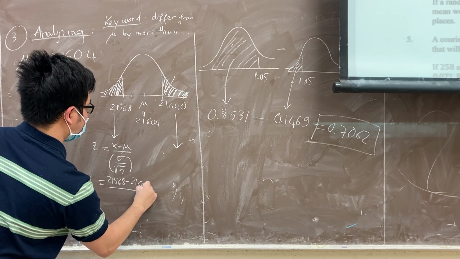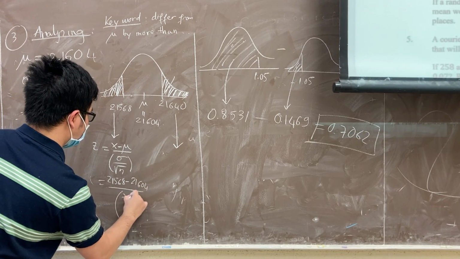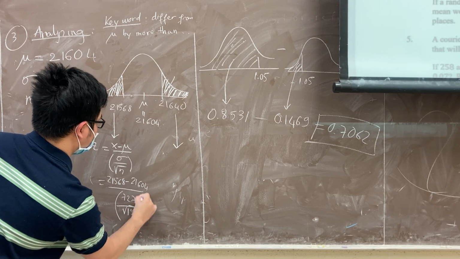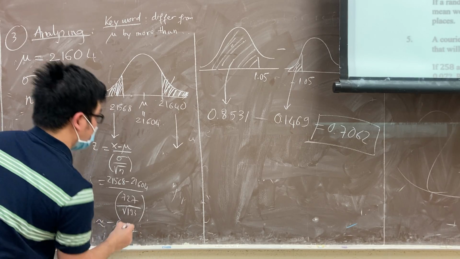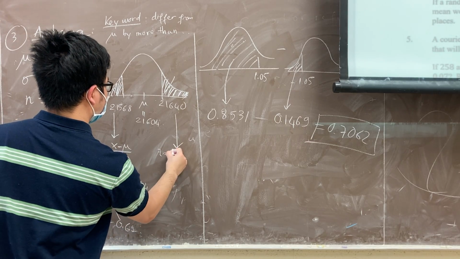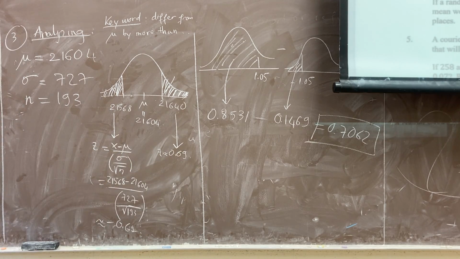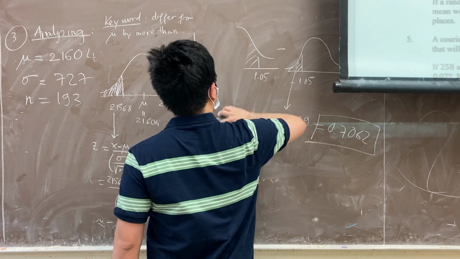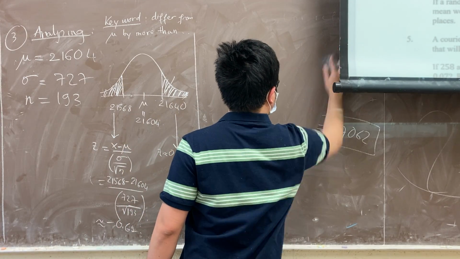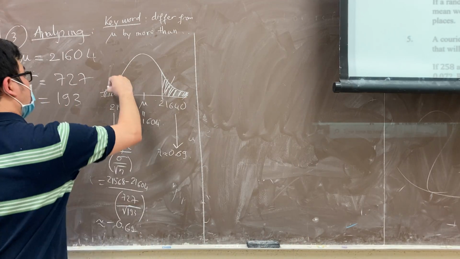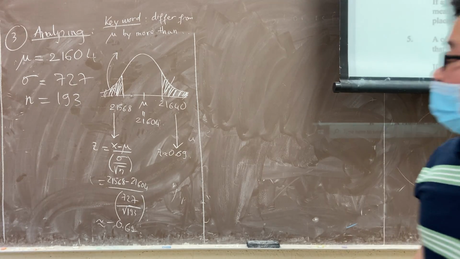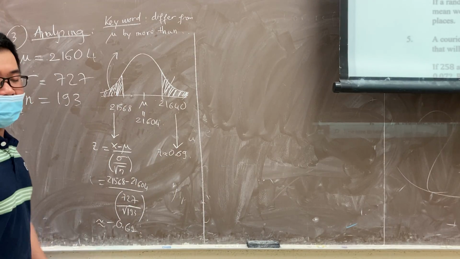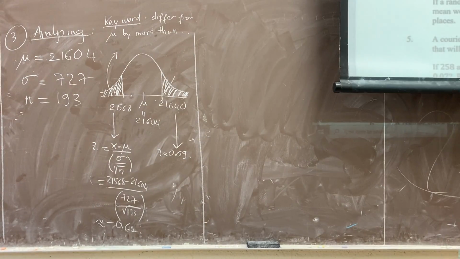Substitute it, so you will get the result, approximately negative 0.69, and this one is also similar. Okay, so now we will use the table of distribution to find the area of this region. Use your table. Could you tell me the area of this region by using the standard normal distribution table?